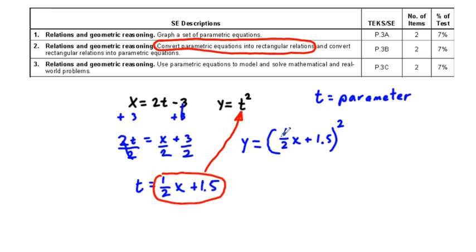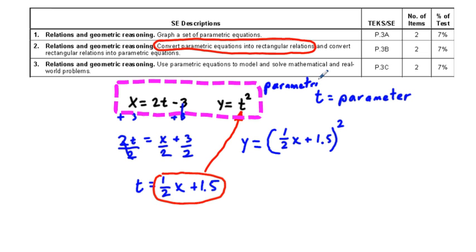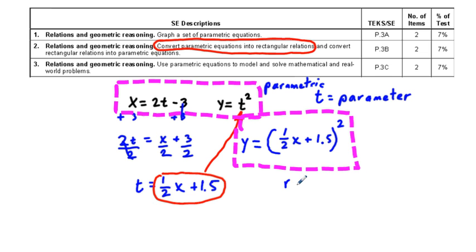These ones right up here, I'm going to box in, are what we call parametric equations. Okay? And what we did is we converted this into an equation in terms of x and y, which we call rectangular.